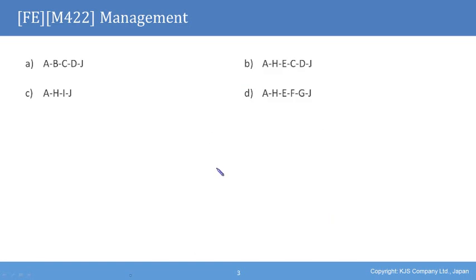And we have a list of the possible paths. Each one of these is a path going through the nodes A, B, C, D, J, or A, H, E, C, D, J, or A, H, I, J, or A, H, E, F, G, J. And we'll find out which one of these is the critical path.